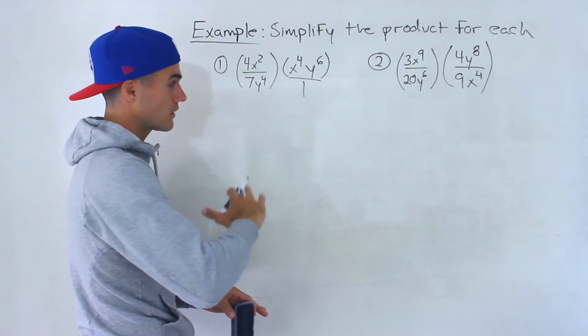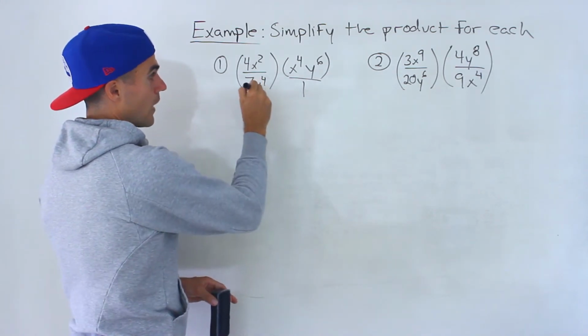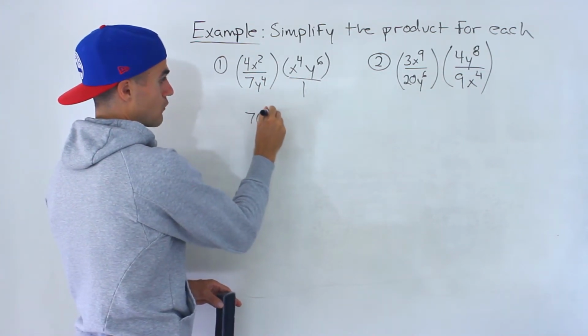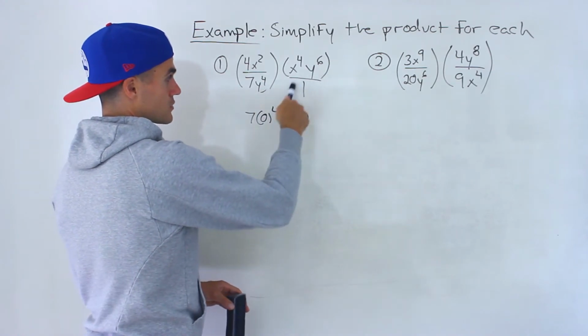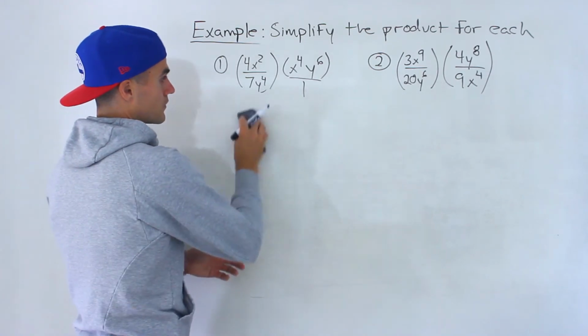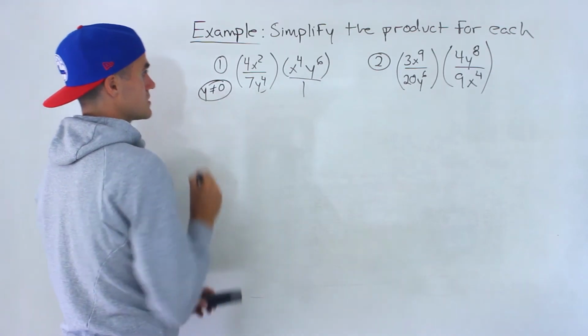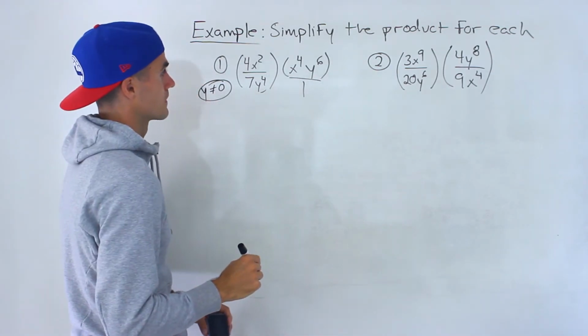Remember, the denominator can't be 0. And what would make the denominator 0? A y value of 0 because of this y to the 4, right? If we have 7 times 0 to the power 4, this whole denominator would be 0. This denominator here is always 1, so we can't get a restriction there. So here, the restriction would be y cannot equal 0, before we go further and simplify.